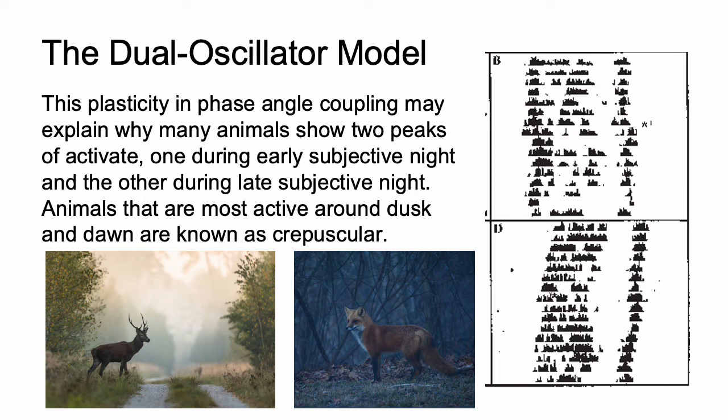And so early in subjective night, around dusk, it's largely the E oscillator that's driving that activity, and that fades out. And then the M oscillator is far enough away that while the E oscillator fades out, the M oscillator has not faded in yet, but eventually does by the end of subjective night or at dawn.